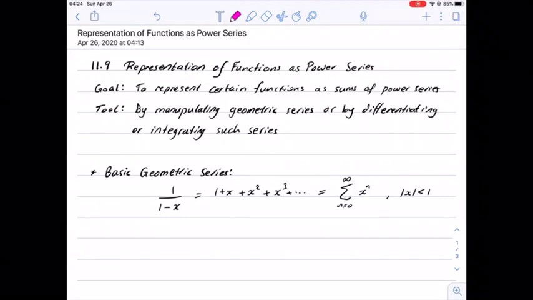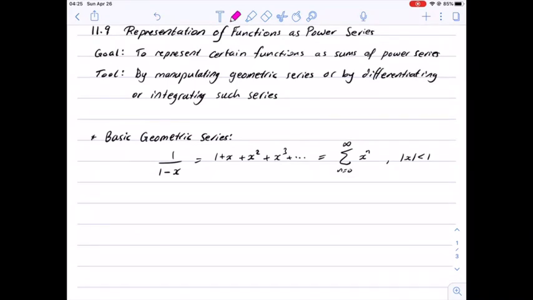This section talks about representation of functions as power series. The main goal is to represent certain functions as sums of power series. The main tool is by manipulating geometric series, or by differentiating or integrating such series, we can obtain power series representation of these functions. The basic result that we're going to use in this section is the following.